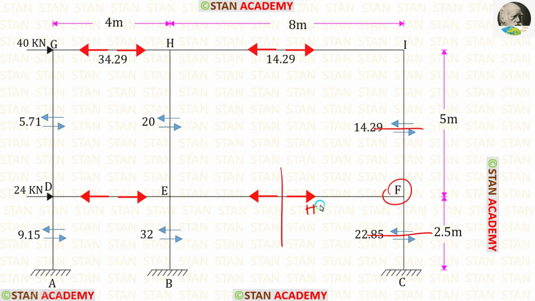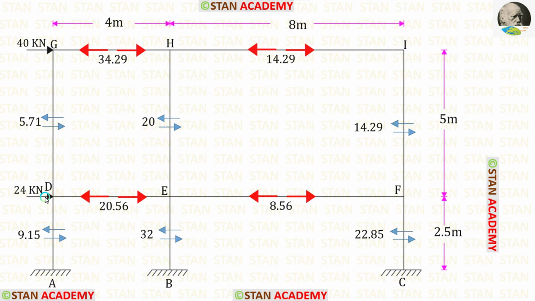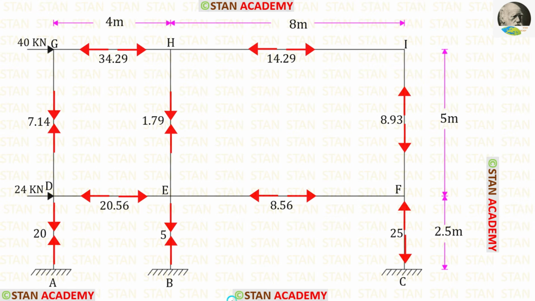Now let us take the joint F. H is acting towards the right side, so that will be positive. This force is acting towards the right side, so that is also positive. This force is acting towards the left side, so that will be negative. Finally, for H, we will get 8.56. In the similar way, we can take the joint D and find the axial force 20.56. We have found all of the axial forces.